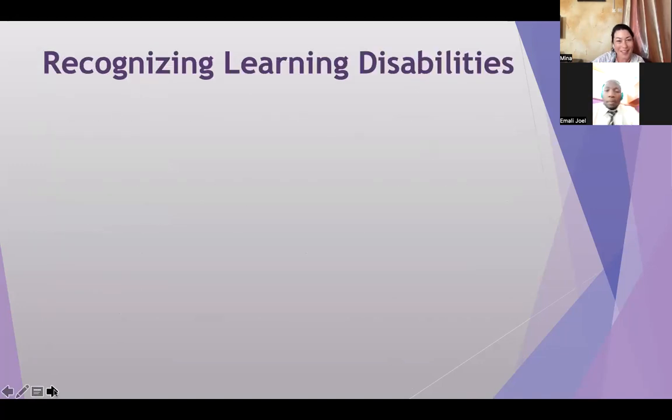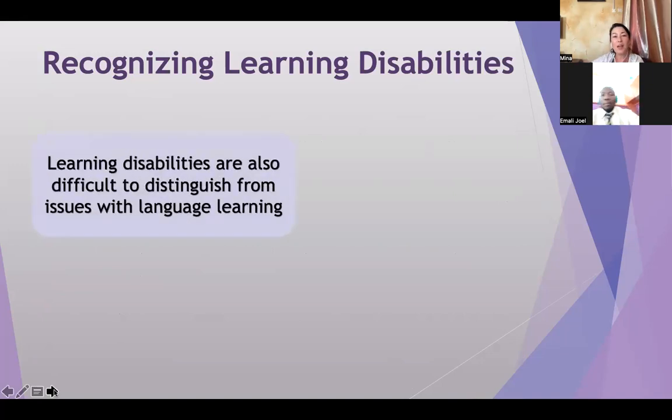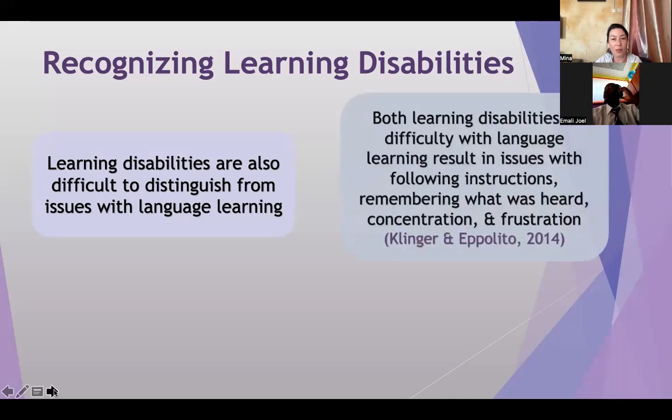Recognizing learning disabilities can also be mixed or confused with issues with language learning. Students may seem to have trouble with learning when actually it's language learning that's the issue. We looked at multiple intelligences. Some people can learn new languages quickly. Some people find it very, very difficult. So maybe the student is a very quick learner, but perhaps the issue is English. Maybe they've had very limited exposure at home, and they're having issues with that.